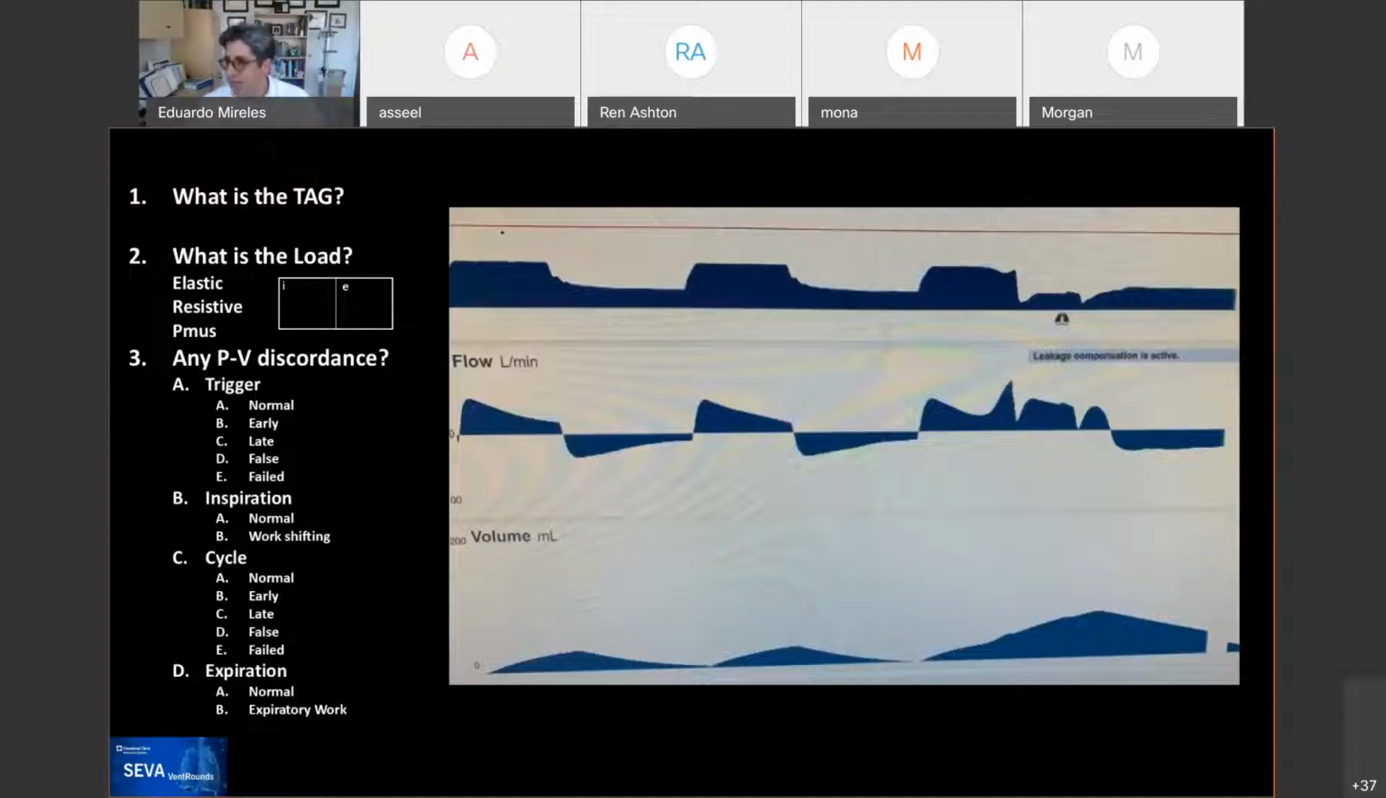This was an image that was sent to us from Scotland by Richard Bolt, and he sent it directly to me to discuss, and I thought that it would be a good way to start today. So I'm going to publish the poll and you can start filling it up based on what you think this mode actually is. What is the trigger? What is the load? And any patient-ventilator discordance that you will see.